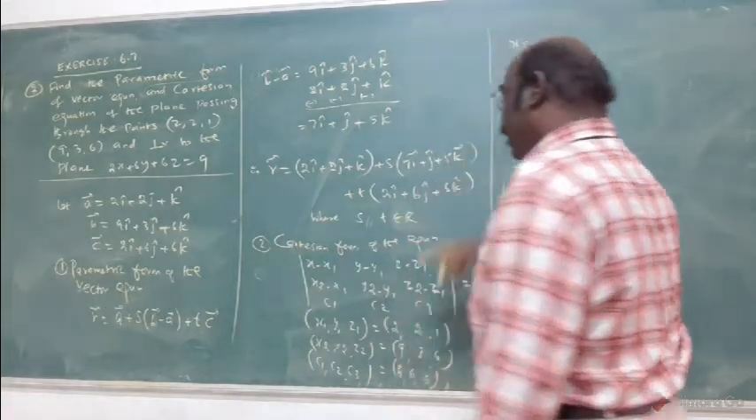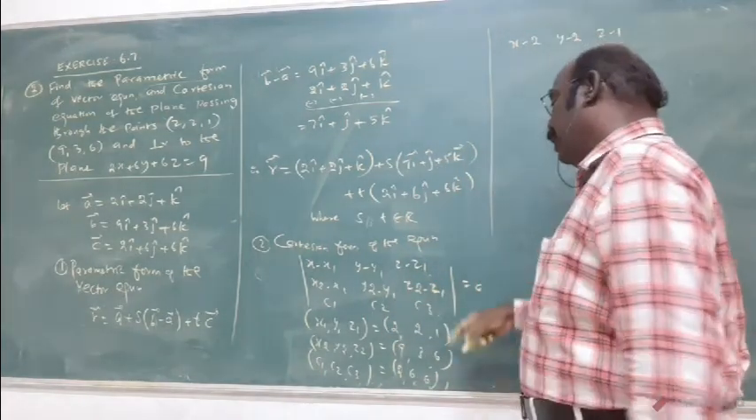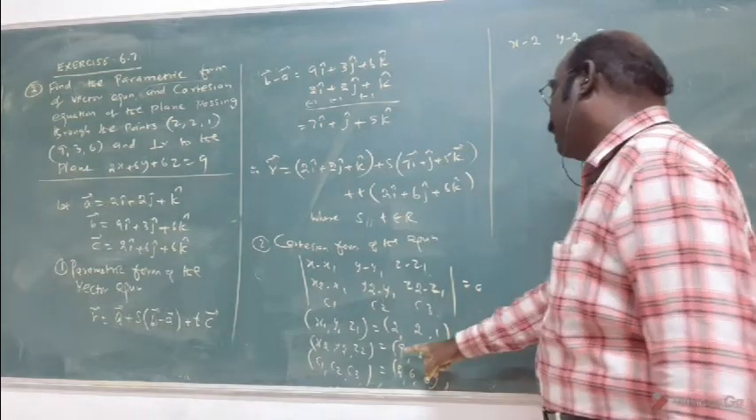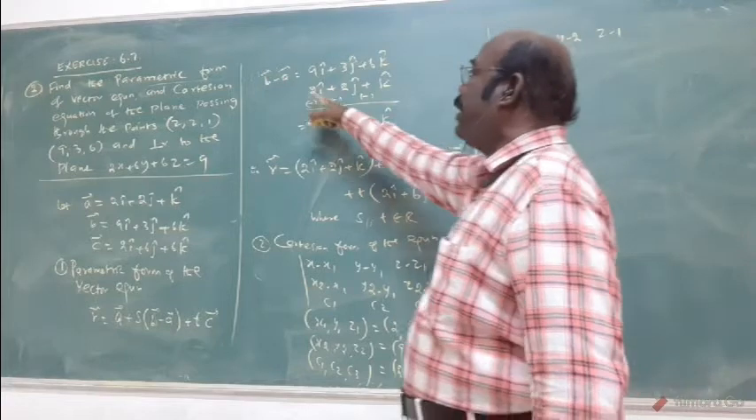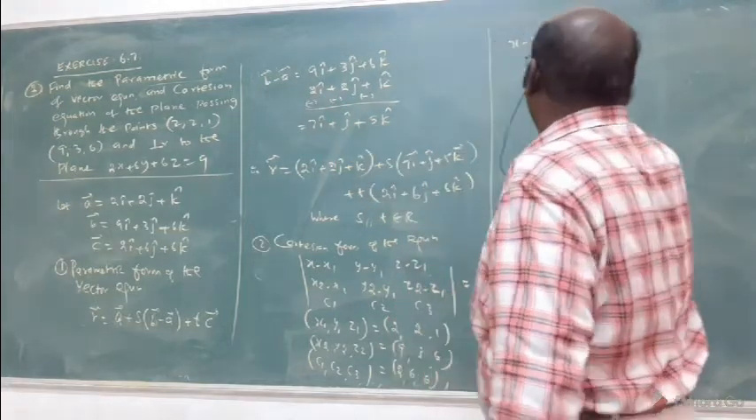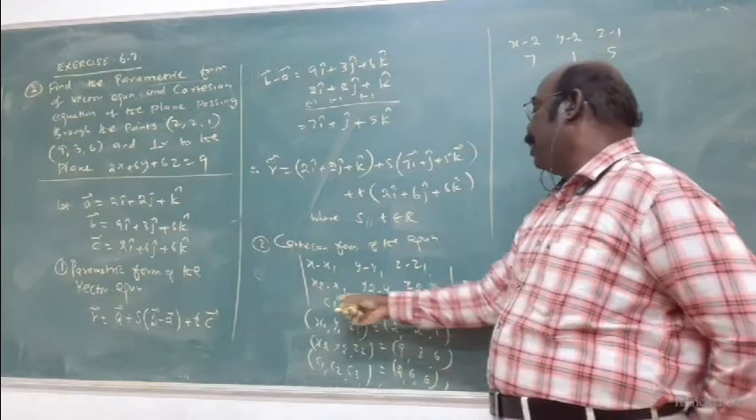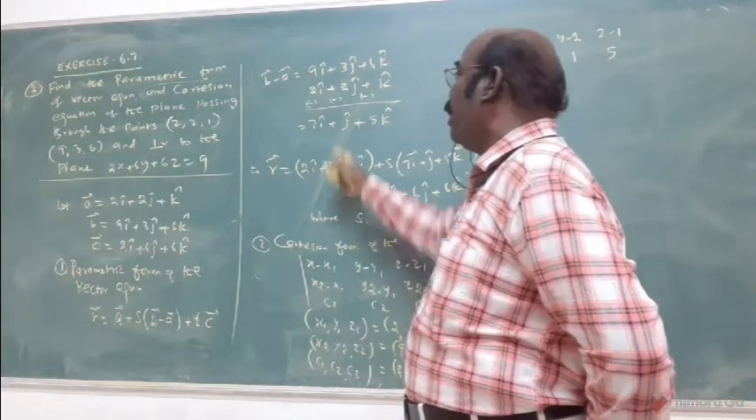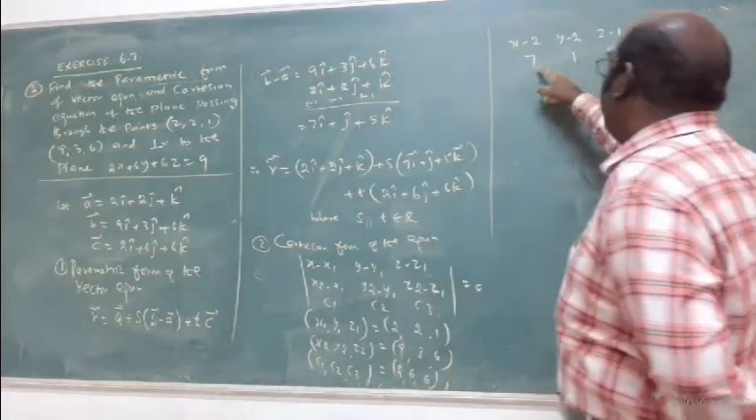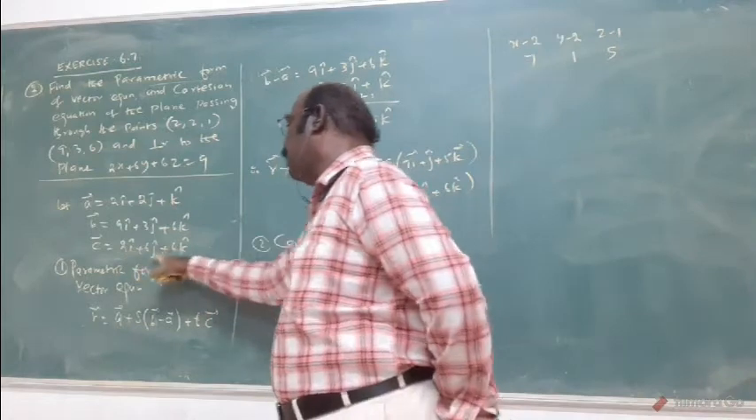x minus x1 is x minus 2, y minus 2, z minus 1. Next is what? x2 minus x1, 9 minus 2. Already x2 minus x1, that is B minus A, already found out. 7, 1, 5. x2 minus x1, y2 minus y1, z2 minus z1 means the B minus A vector, already found out, that's the direct answer, 7, 1, 5. C1, C2, C3, the last one, is 2, 6, 6.